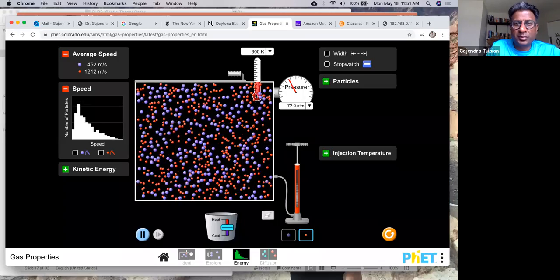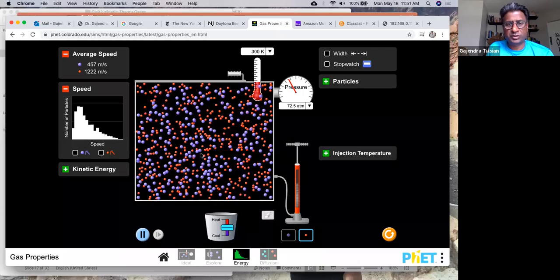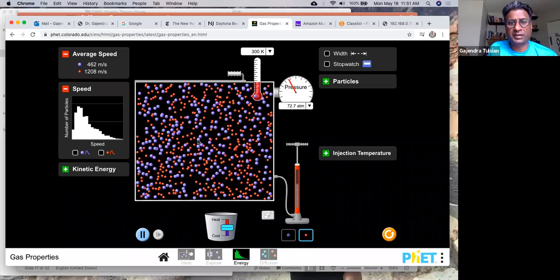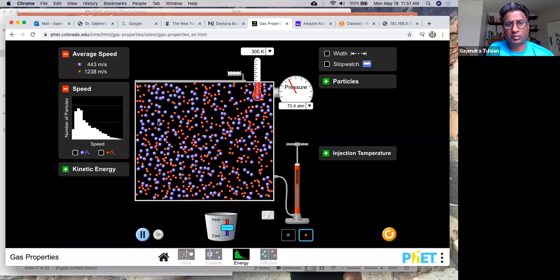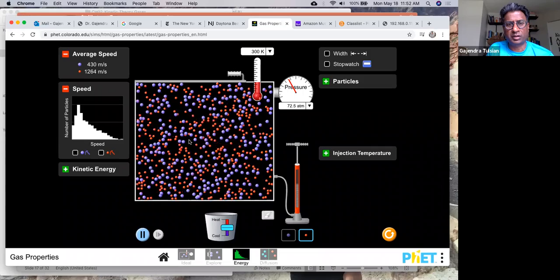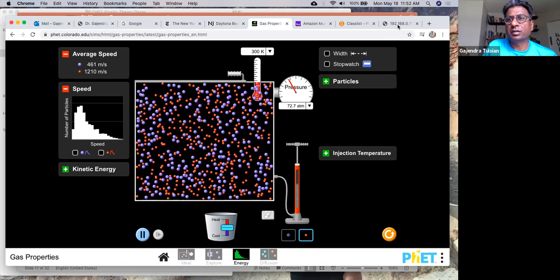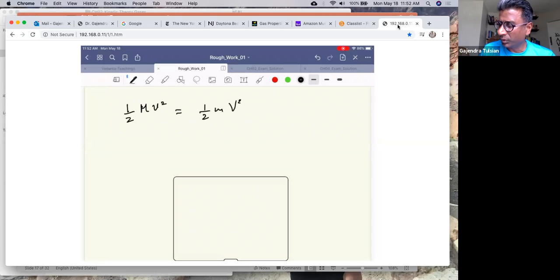Also, in a gas with a mixture of molecules, both the gases are at the same temperature. So their kinetic energy is the same. So if a molecule is heavier, it's moving slower than a lighter molecule, since their kinetic energy is the same. A heavier molecule will move slower and a lighter molecule will move faster.